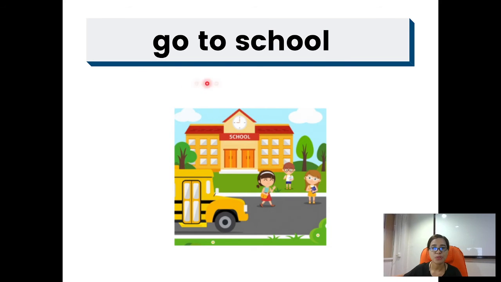Go to school. What time do you go to school? I go to school at 6 o'clock. I go to school at 7 o'clock. Very good. Go to school. Okay, so we need to be very energetic going to school so we can see our friends also energetic like us. Okay, go to school.